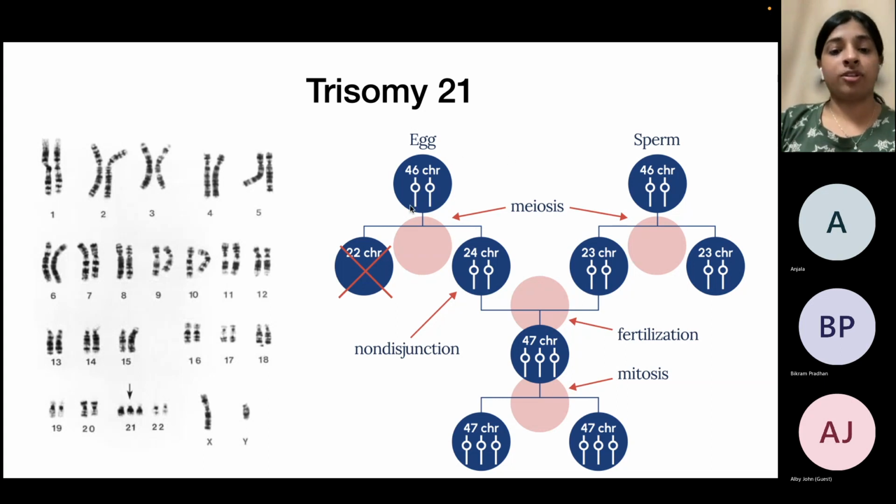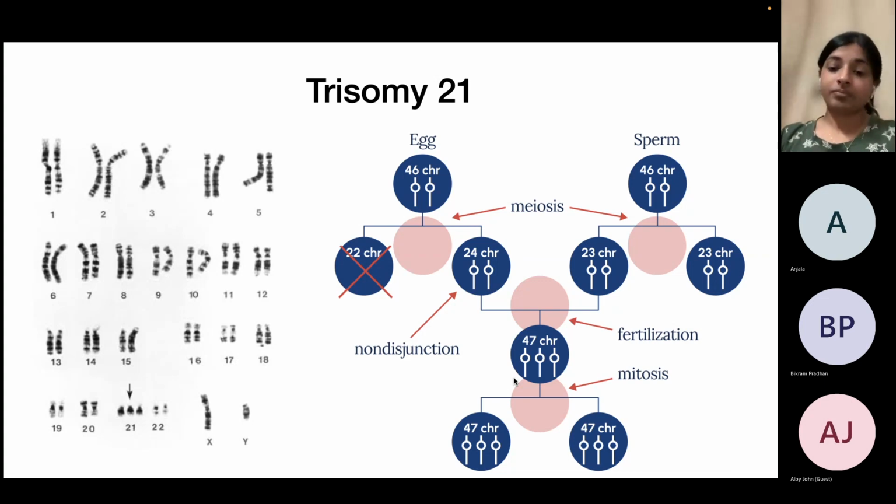Now, considering there is a non-disjunction, which means that there is improper splicing in daughter cells, what happens is there are, instead of 23 and 23, there might be 24 and 22. While the 22-chromosome cell is very less and is genetically lethal, the one with 24 chromosomes survives and is capable of fusing with the other gamete, resulting in a zygote that has 47 chromosomes instead of 46.